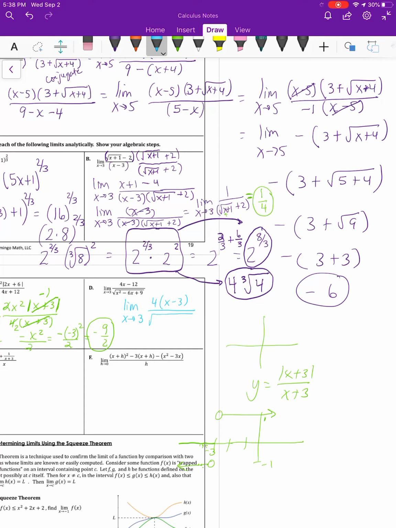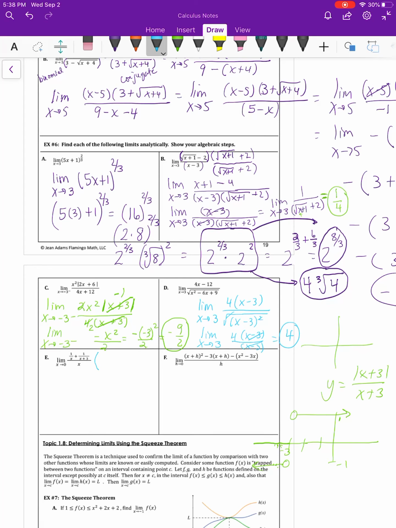So we've got square root of, and this one is going to be x minus 3 times x minus 3, so it's x minus 3 squared. So my square root and my square are going to go away. So limit as x approaches 3 of 4 times x minus 3 over x minus 3. So this limit is going to be 4 because those x minus 3's are going to cancel.